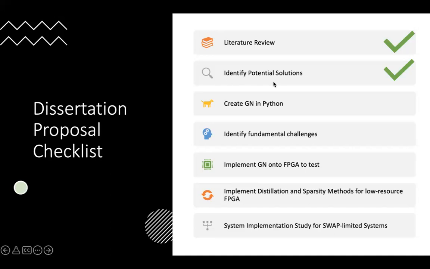So when I go back and change this, but for right now I have my proposal checklist. I have my literature review, where I went through and searched for the problem and understood the scope of the space. I identified potential solutions, which would be creating an accelerated graph network, maybe testing out two different algorithms, the dogleg and the Levenberg-Marquardt. So now it's actually time for me to create the graph network in Python.